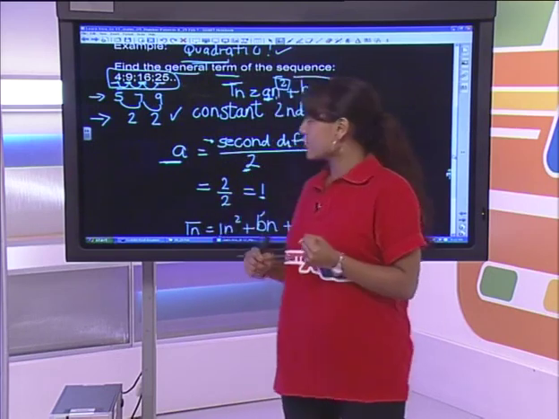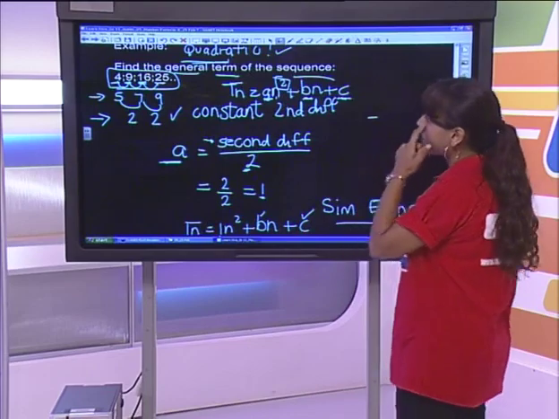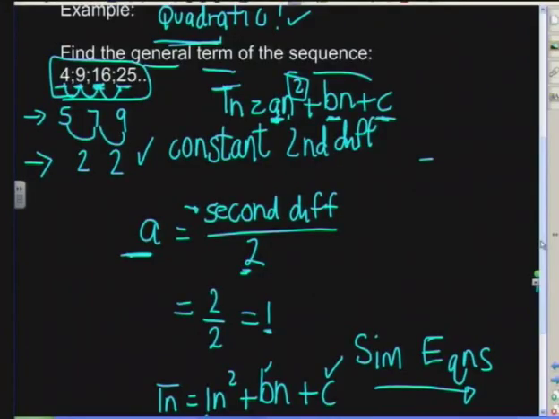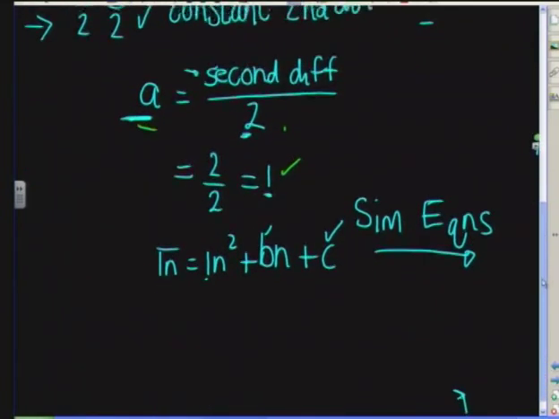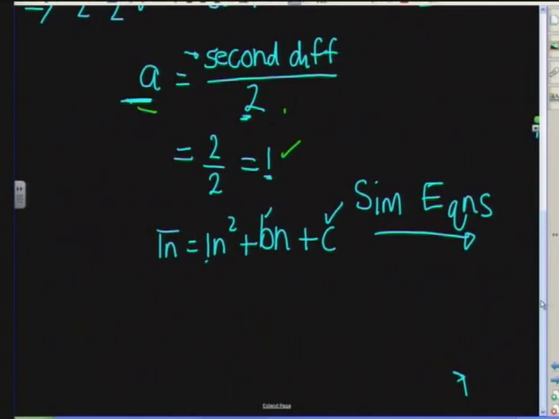Okay, so the question was: find the general term of the sequence 4, 9, 16, 25. I showed you that that is a quadratic sequence because we had a constant second difference. I also showed you that A was equal to the second difference divided by 2. So we found that A had a value of 1. We then plugged that value of 1 into our general term, and we need to now find B and C, and we're going to do that using simultaneous equations.